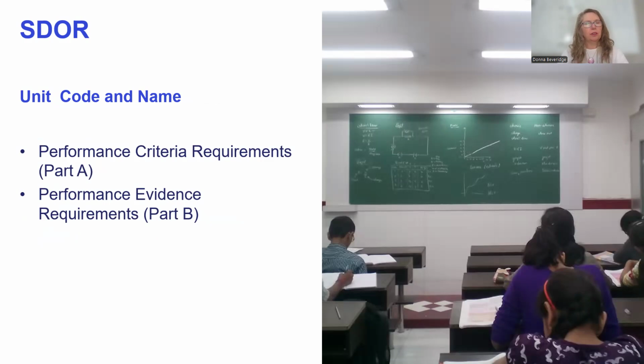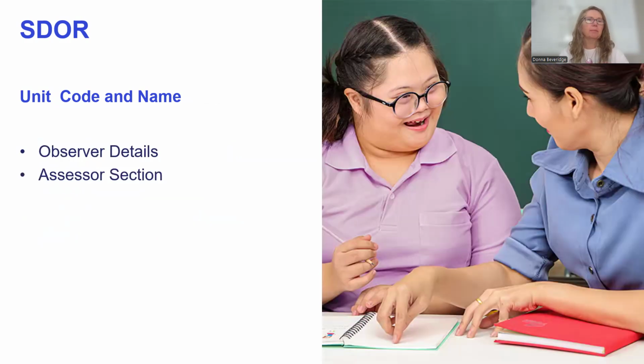I will go through this, just talking about where the unit code and name is and the performance criteria, the requirements, what the sections look like. So we'll have a quick look at that. And there are sections for me, the trainer assessor, as an observer, as well as a sign off for your supervisors.